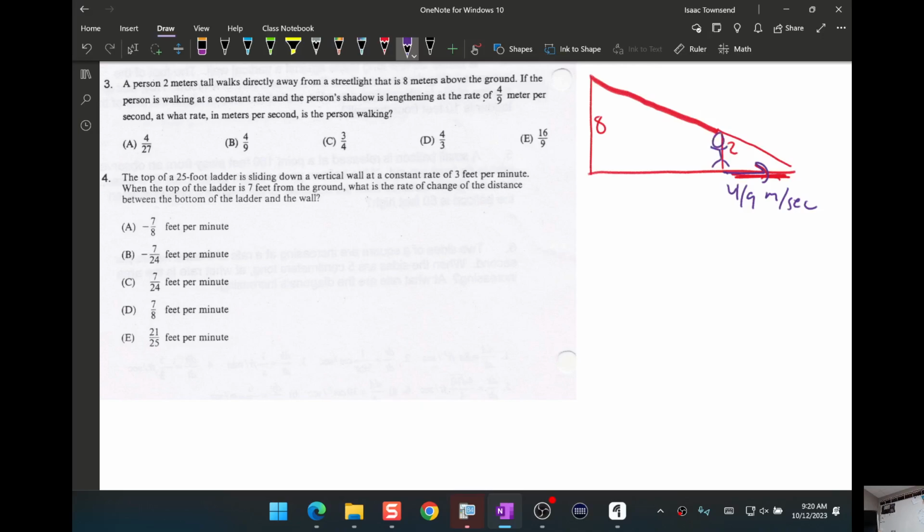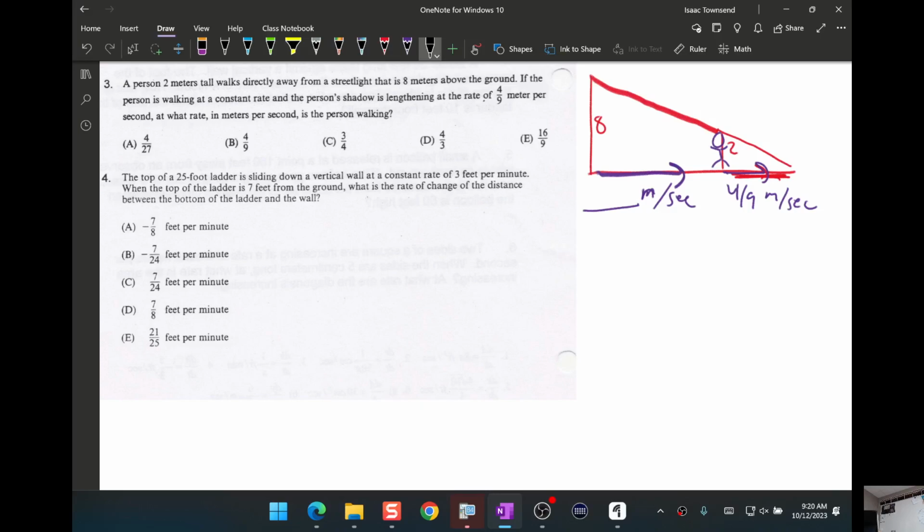Well, if this is where my person is, I'm trying to figure out his speed, so I want to know how many meters per second he's walking. So, simply by knowing these 2 lengths and knowing how fast the shadow is growing, I can figure out how fast this person's walking. Now, for this question, to come up with the geometry formula, it's a little bit different in that it's not just area of a circle, Pythagorean theorem.